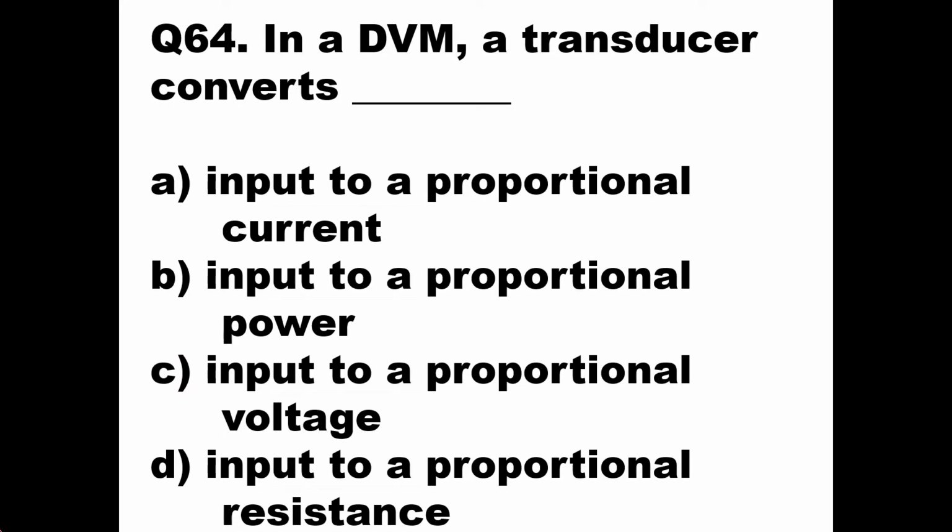In a digital voltmeter, a transducer converts. Now, whatever parameter you are going to measure will be in some other form of energy, which can be converted to electrical energy, and once it is converted to electrical energy, it is shown as a proportional voltage in the digital voltmeter. So here option C, the input to a proportional voltage. In a digital voltmeter, a transducer converts the input to a proportional voltage is the right answer. So answer C is the right answer over here. Then we'll go to the next question.